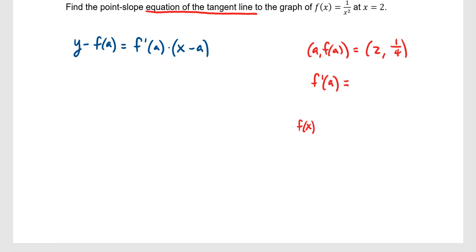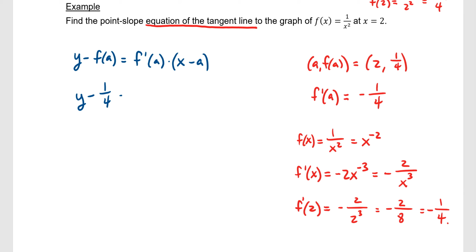So once we have those three things, we go ahead and plug everything in. So it's going to be y minus f of a, which is 1/4, equals f prime of a, which is negative 1/4, times x minus 2. And this one actually is asking for point-slope form, which is good because then we're done. We just plug everything in. We don't have to solve for y, and we are done. So that is the equation of the tangent line to the graph at that point.